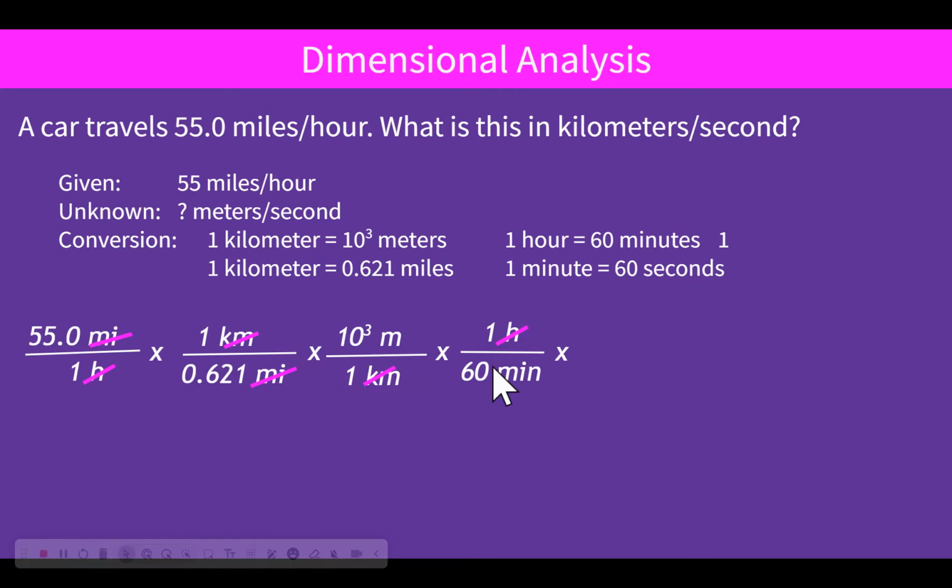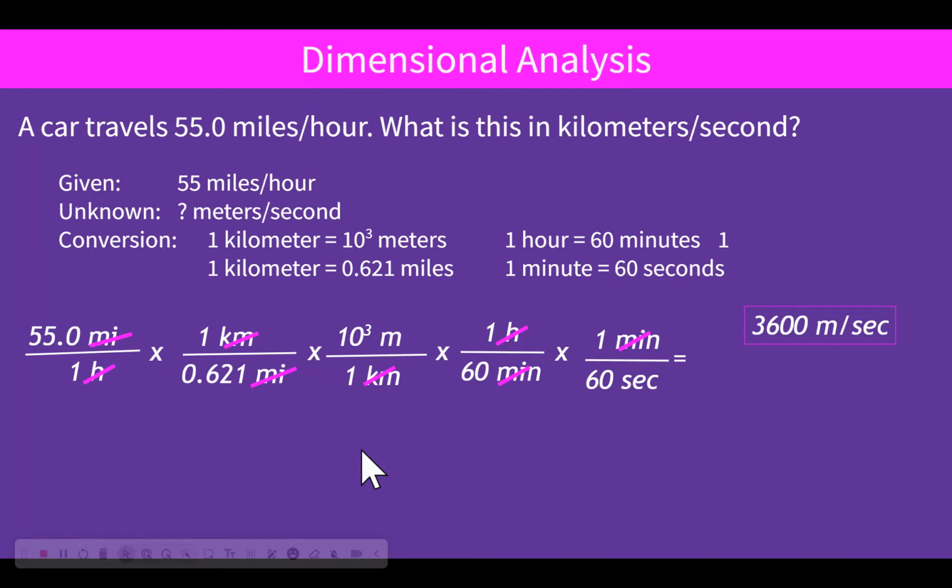All right, our last step is going to be to go from minutes to seconds. So again, I've got minutes on the bottom. I'm going to put minutes on the top so that those units cancel out. So 1 minute is equal to 60 seconds. Our minutes cancel out. So what's left is meters per second. So if I plug this into my calculator, I am going to get 3,600 meters per second.